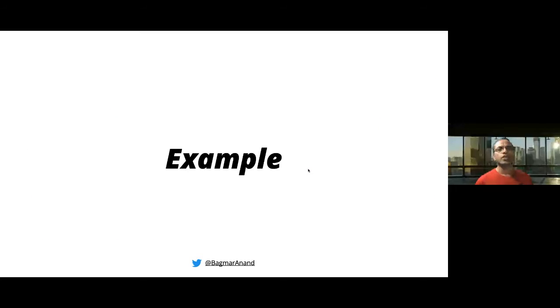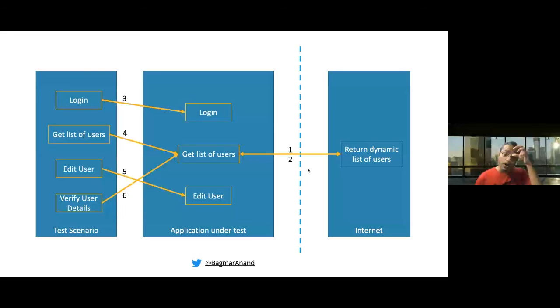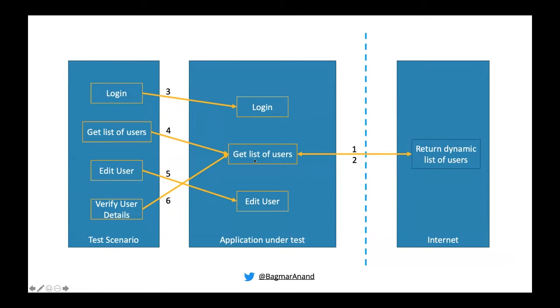OK, here's an example of what we'll be seeing later in the demo as well, where the test is actually going to do a login. The test scenario points to my application under test, of course, and one of the APIs in my application under test has a dependency on some external endpoint, right? So my test makes the login call. The test gets a list of users, but my application doesn't really have that list of users. It is going to make the call externally, get that response back, and accordingly the scenario would continue.